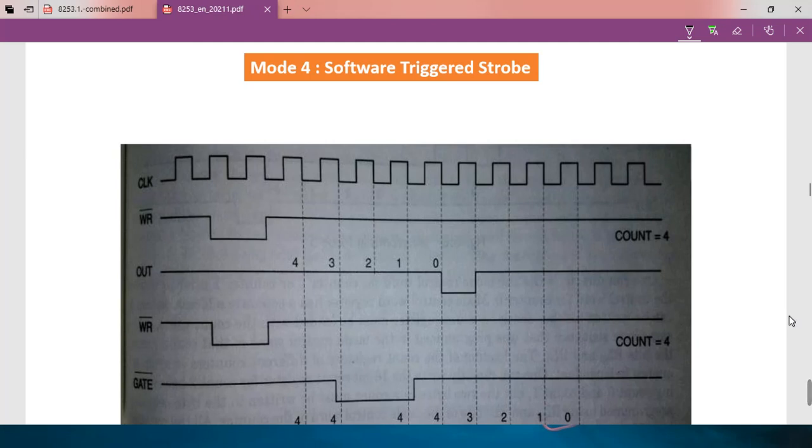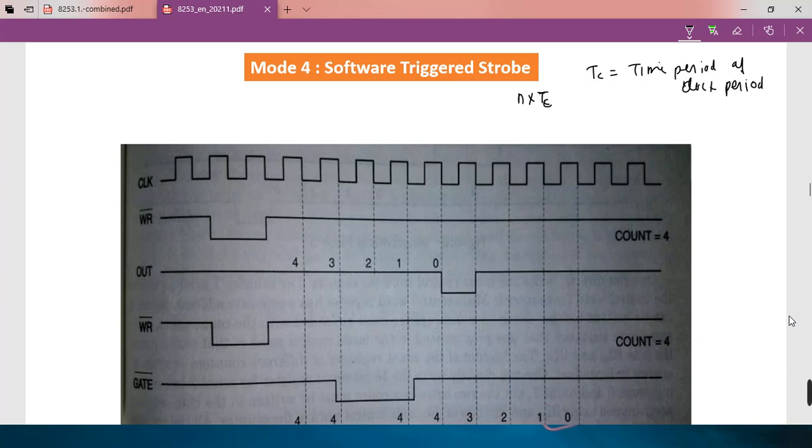Fourth mode is mode 4, and this mode is called software triggered strobe. Here, after a certain period of time, for example, if I want to generate a low pulse of 1 clock duration after n into TC time, where TC is the time period of 1 clock period, ठीक है, 1 clock period. So when we want to generate a low pulse after this time, then this mode is called a software triggered stop.